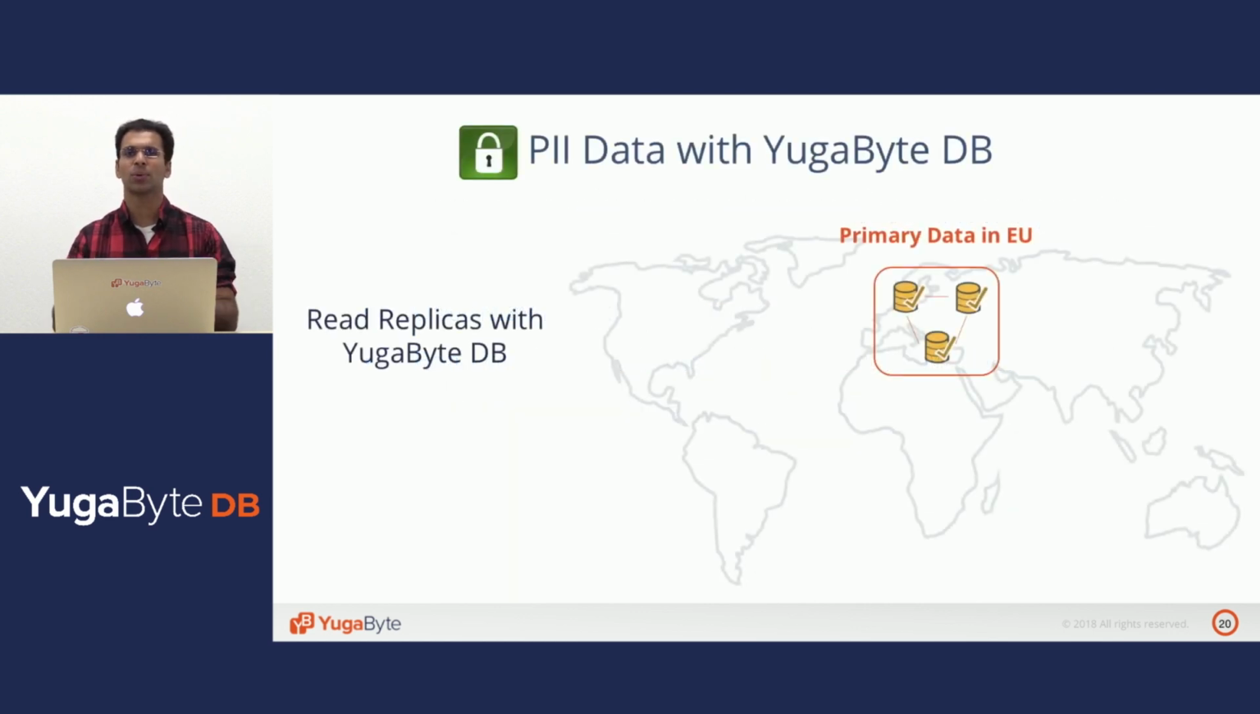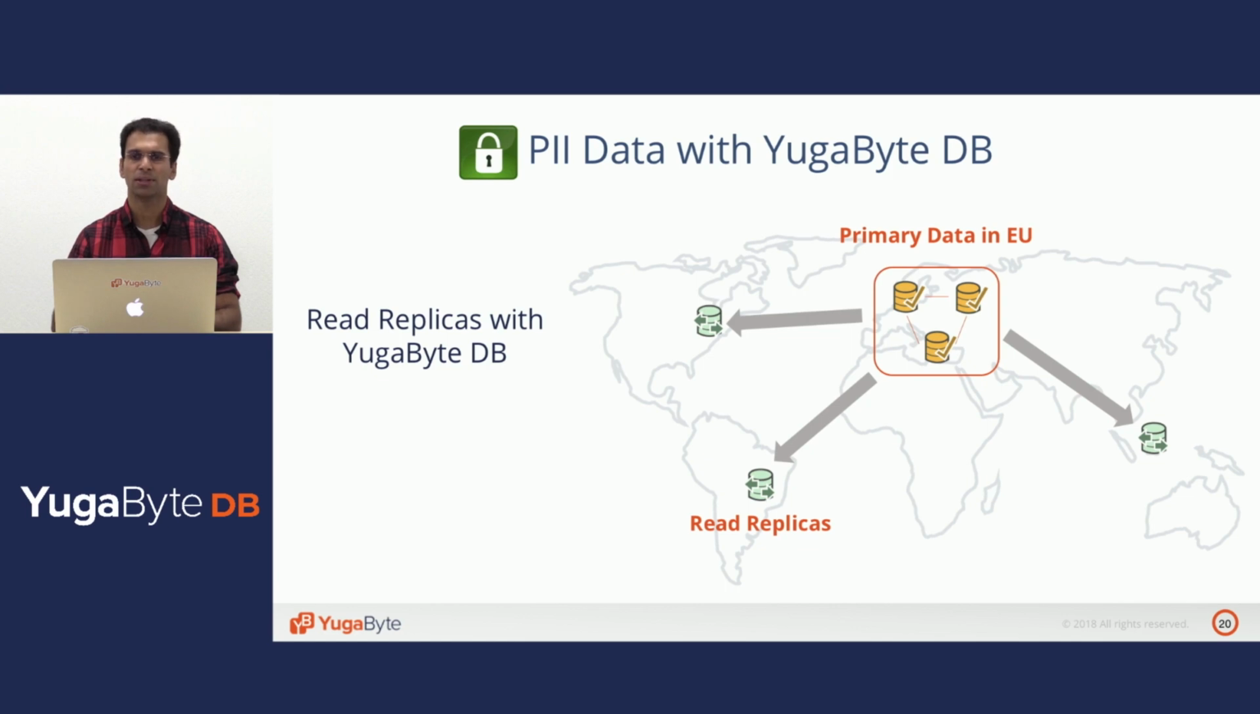Okay, so let's take a quick architecture diagram style look for the PII data. What you find is you have your primary data in the EU. If the user gives you consent, you can move and replicate this data globally using the read replica feature of YugabyteDB.